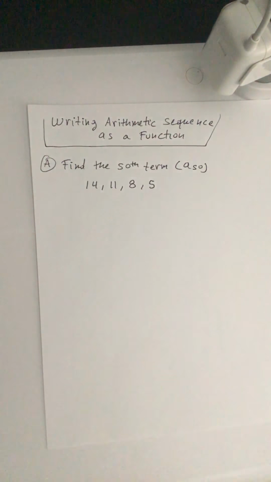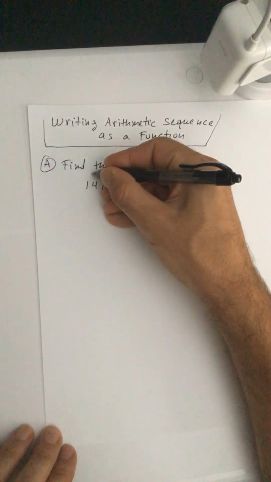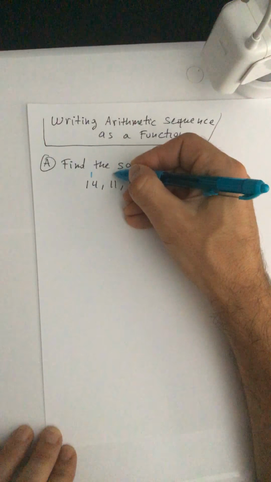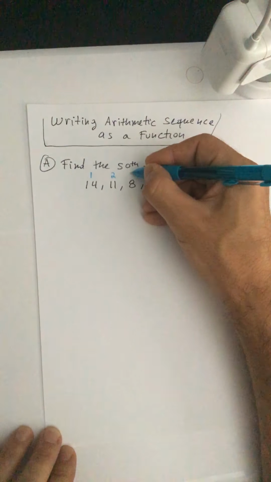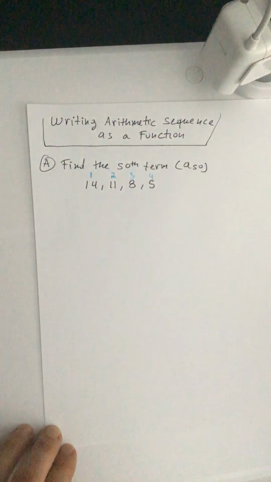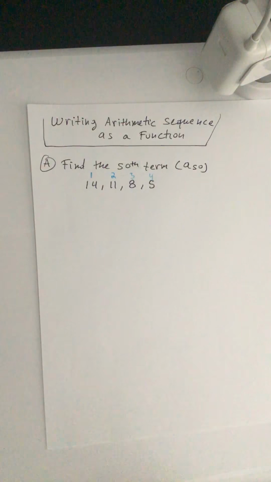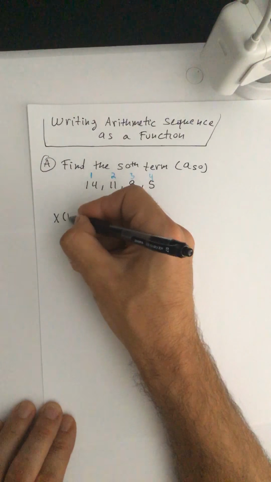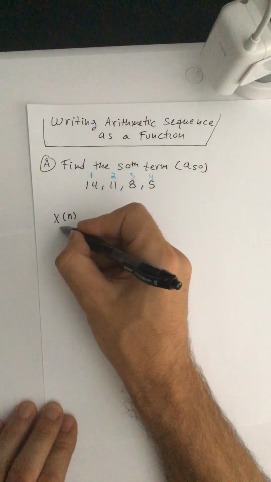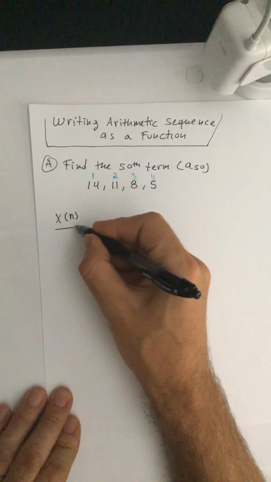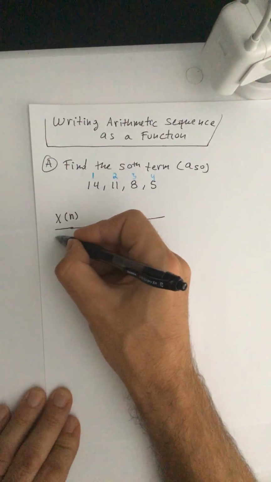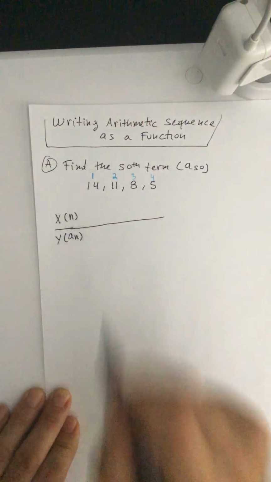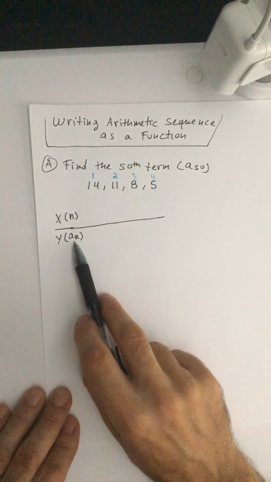Okay, first of all, before I do anything, I know that this is the first number, the second number, the third number, and the fourth number. So I have coordinates, and I'm going to be creating a table. I'm going to have my x, which is basically my position, and let's do a straight line here, and I have my y's, which is basically my terms. I'm looking for the 50th term.